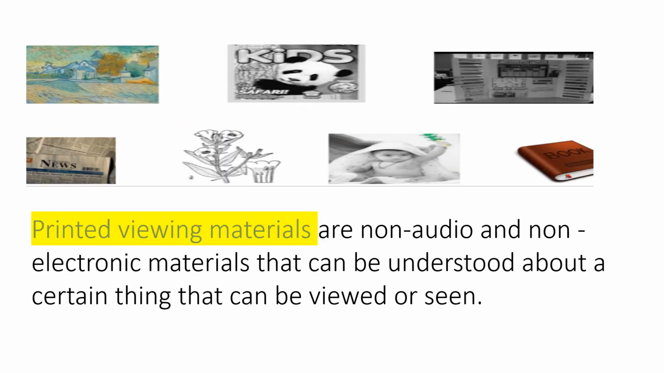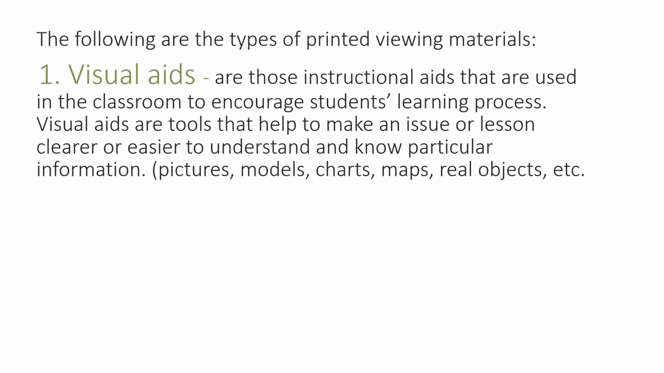Okay, now, what do you see? Okay, these are the printed viewing materials. So now, what are the printed viewing materials? They are non-audio and non-electronic materials that can be understood about a certain thing that can be viewed or seen. Okay, these are the printed viewing materials. It is non-audio and non-electronic, right? Now, the following are the types of printed viewing materials.